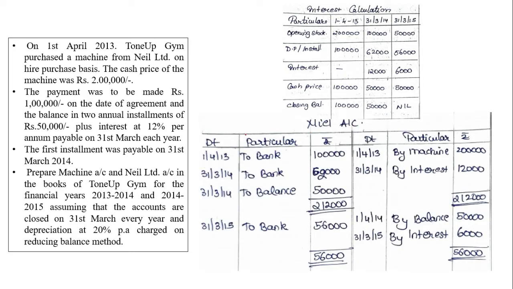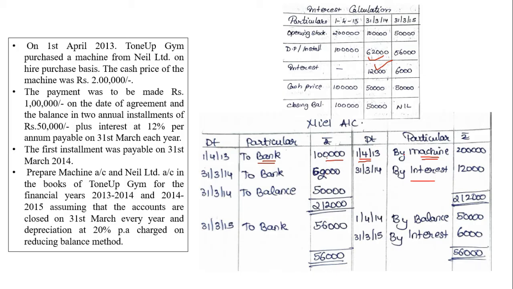Your heading is Neil account, date, particulars, rupees, date, particulars, rupees. Always go in this order. First, on 1st April, you bought a machinery, so to buy machine 2 lakhs. On the same day, you made the first down payment to bank, 1 lakh. Now 31st March appeared, so you have a charge with an interest. The first interest was 12,000. We charged it, 12,000. On the same date, you made a first installment of 62,000. So on 31st March 14, to bank 62,000 first installment.